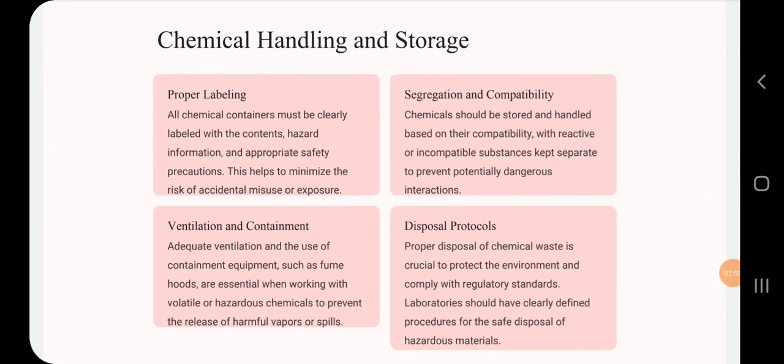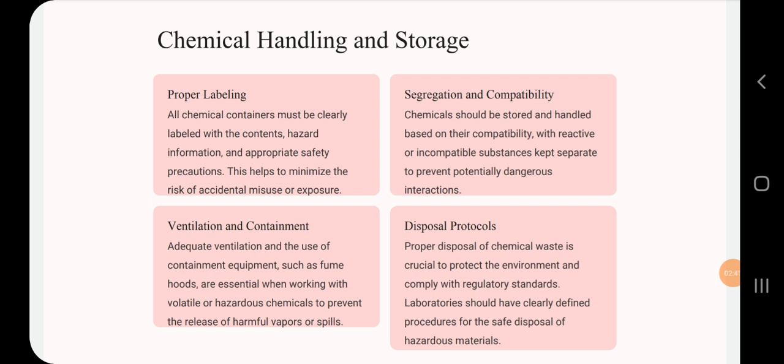Chemical handling and storage. Proper labeling. All chemical containers must be clearly labeled with the contents, hazard information, and appropriate safety precautions. This helps to minimize the risk of accident, misuse, or exposure. Segregation and compatibility. Chemicals should be stored and handled based on their compatibility, with reactive or incompatible substances kept separate to prevent potentially dangerous interactions.